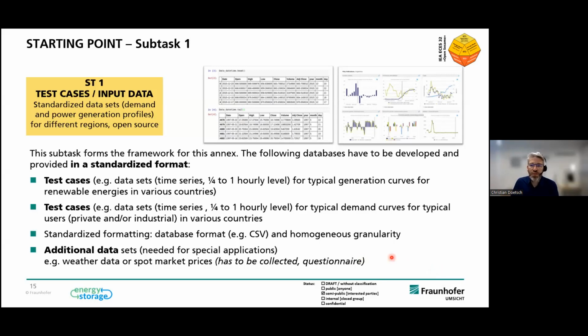So there we try to develop these different databases. You can see it could be tables like this, or it could be graphs like this. We want to have the test cases or time series at a resolution of a quarter-hour to 1 hourly level. It depends a little bit. For the electric side, it makes sense to go to the quarter-hour level. For the thermal side, probably the hourly level is fine enough for us.